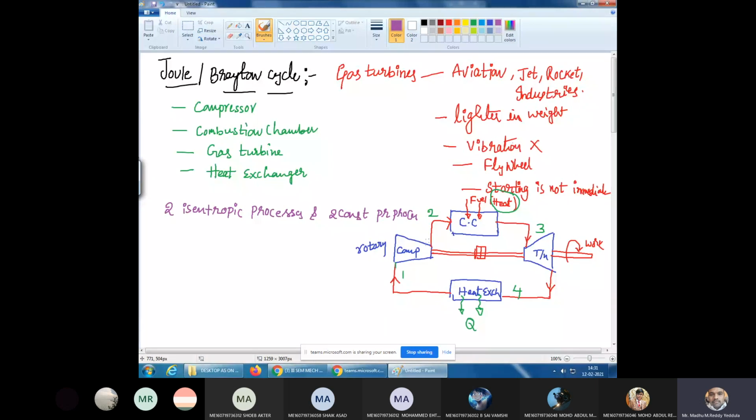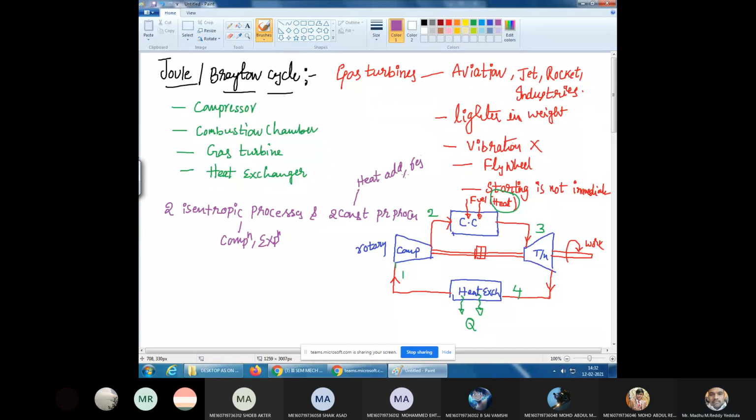Here compression is isentropic and expansion is isentropic. So the 2 isentropic processes are compression inside the air compressor and expansion inside the turbine. These 2 processes are isentropic, or we can also call them reversible adiabatic processes. The remaining heat addition and heat rejection take place at constant pressure.